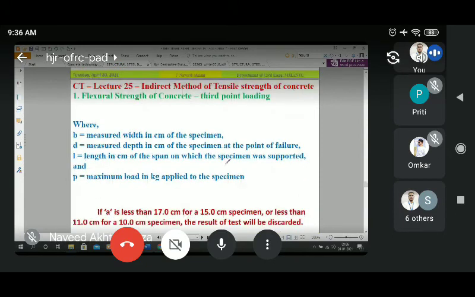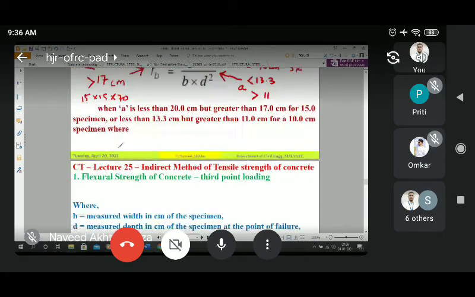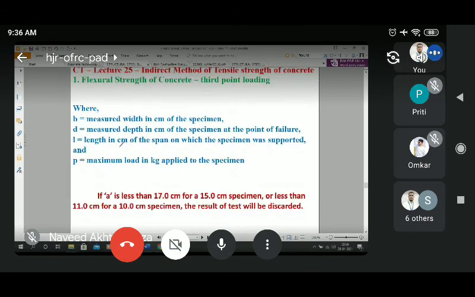Similarly, you can see here, B is the measured width in centimeter of the specimen, D is the measured depth in centimeter of the specimen at the point of failure, and L is the length in centimeter of the specimen on which it is supported, that is the center-to-center distance between the supports. P is the maximum load, in kg or kilonewton, applied to the specimen. That should be recorded.